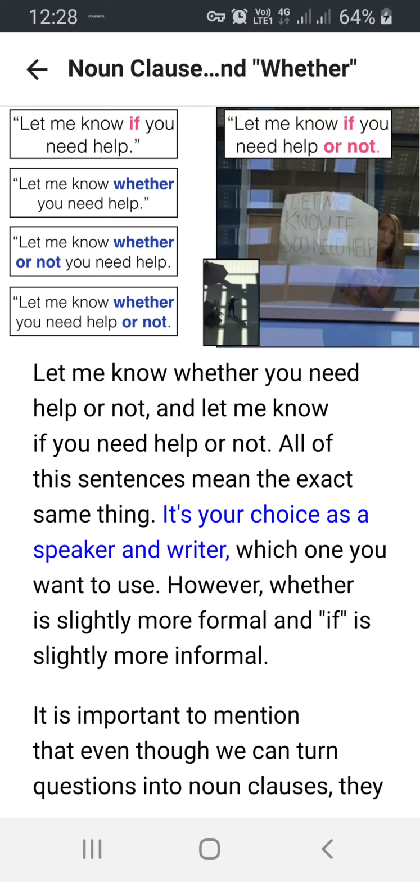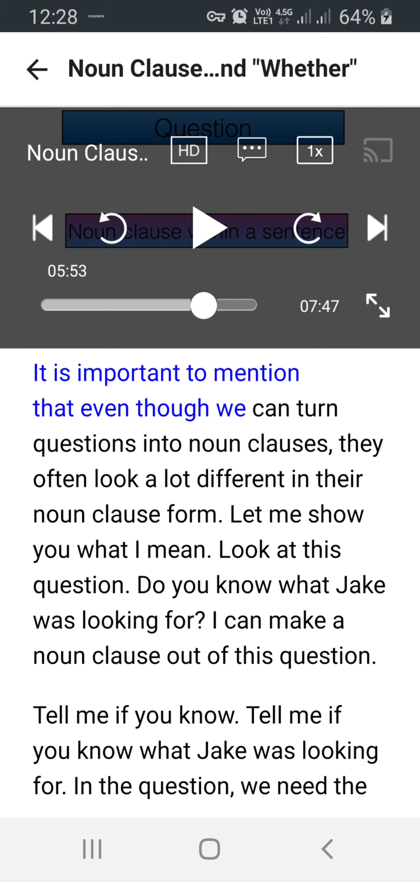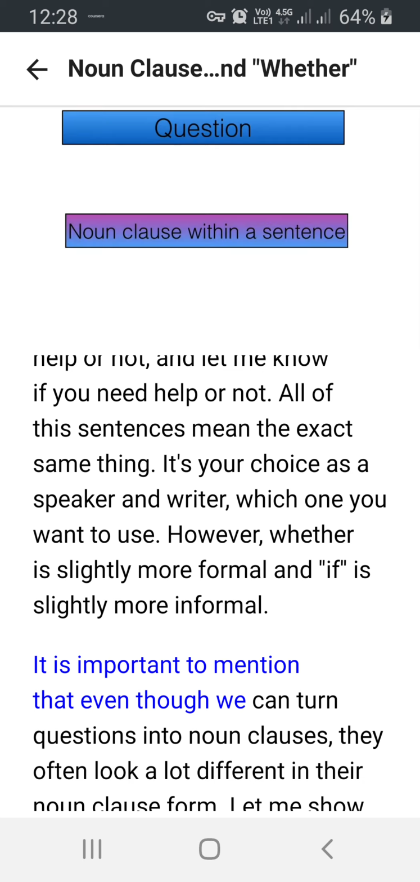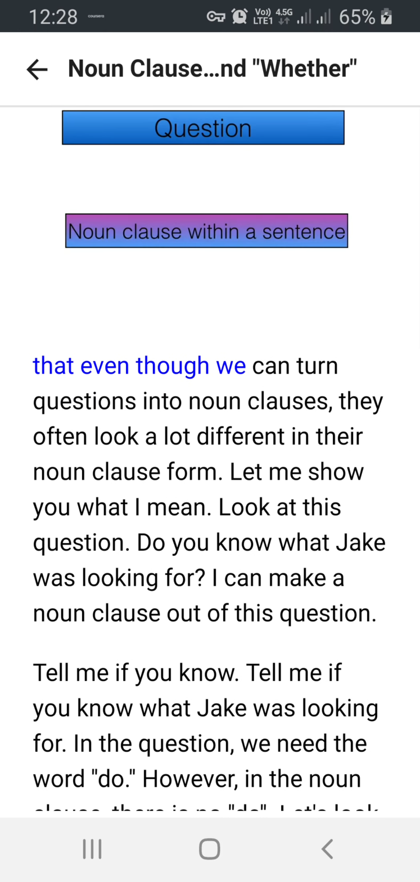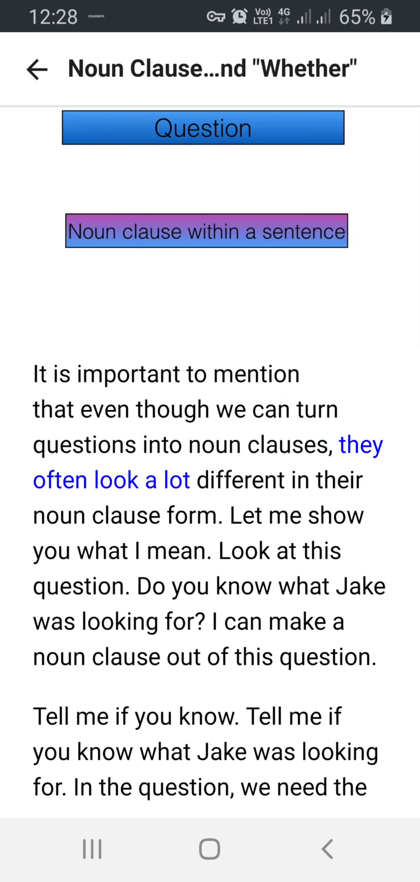It's your choice as a speaker and writer which one you want to use. However, whether is slightly more formal, and if is slightly more informal. It is important to mention that even though we can turn questions into noun clauses, they often look a lot different in their noun clause form.